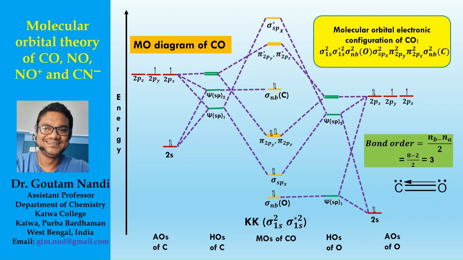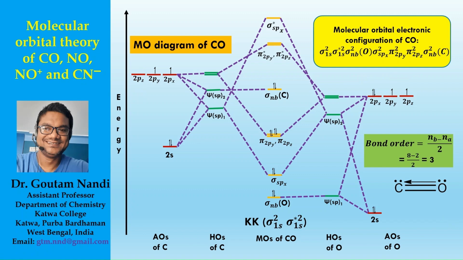And this is in good agreement with the valence bond picture of carbon monoxide, where a triple bond is proposed between carbon and oxygen. Now you see here there is no unpaired electron in the MO diagram, so carbon monoxide will be diamagnetic. This type of molecular orbital diagram can also be applied for some other heteronuclear diatomic molecules or ions like NO, NO plus or CN minus.